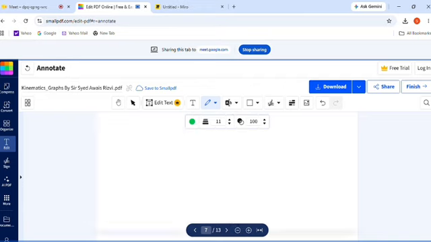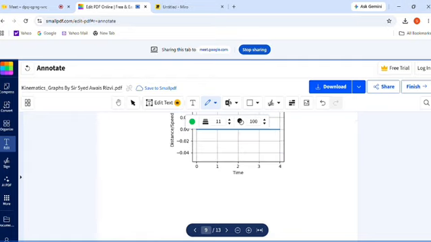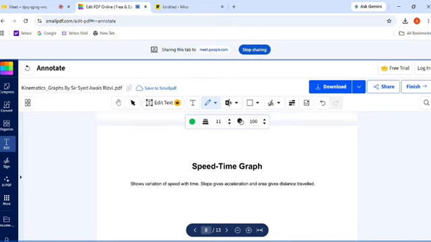Now in the next class, we will move towards the speed time graph. In the speed time graph, the same cases will be considered. You can see in the slides, the same conditions will be considered. But the main difference between the distance time and speed time graph is that the gradient of the speed time graph tells us about the acceleration, whereas the gradient of the distance time graph tells us about the speed.